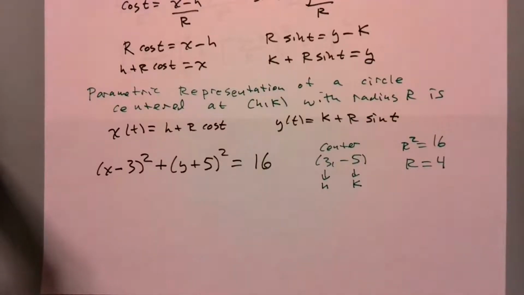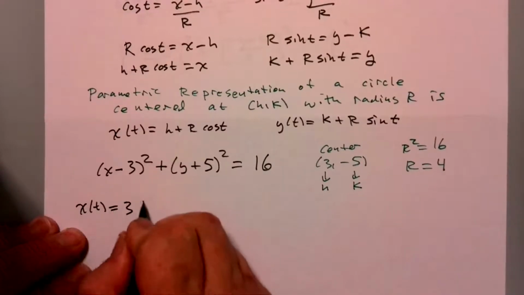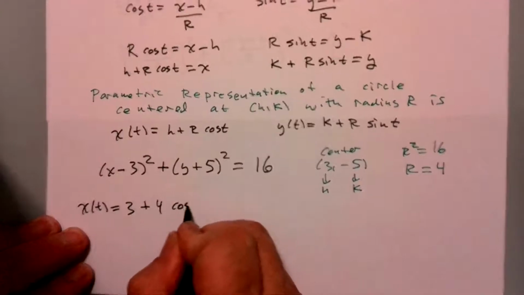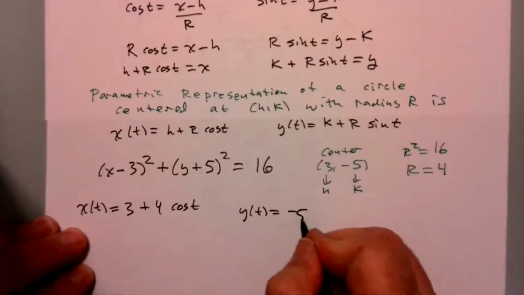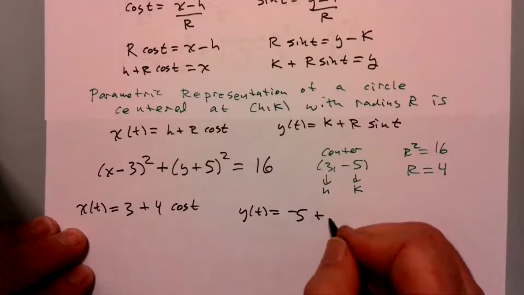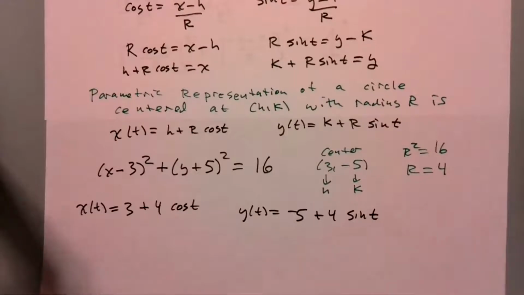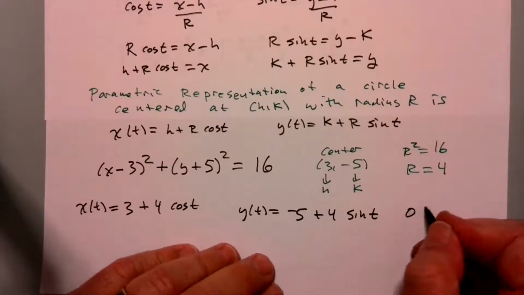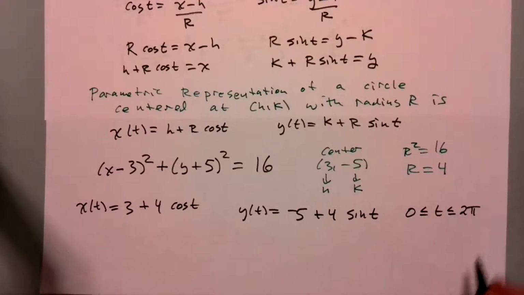We have done the analysis. We see our formula up top. So x of t is h plus r cos t, which is 3 plus 4 cos t. y of t is k plus 4 sin t, which is −5 plus 4 sin t. And what we need there is t to range from 0 to 2π, by the way. 0 ≤ t ≤ 2π will give us the entire circle.